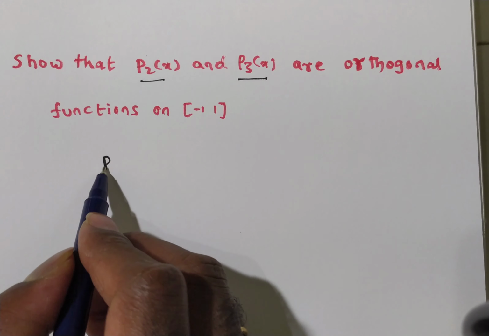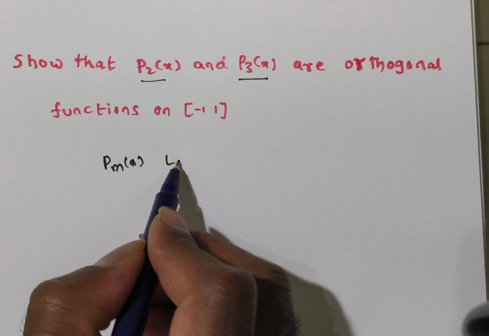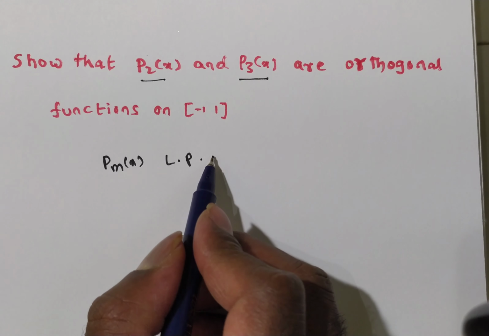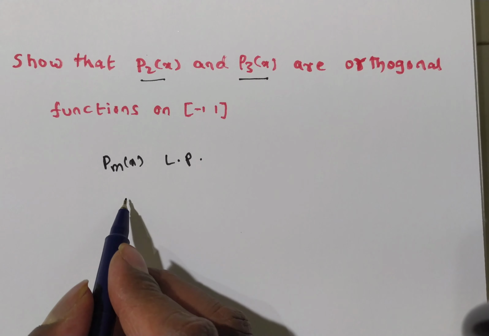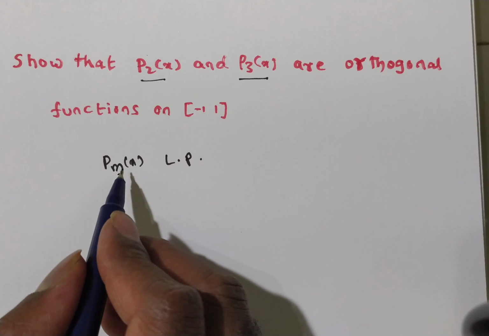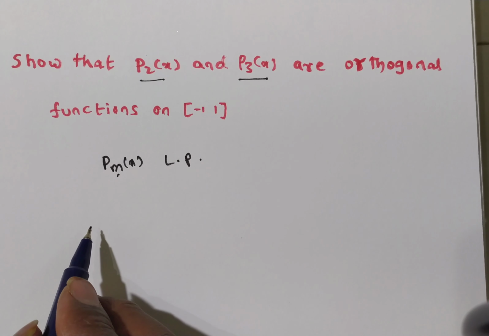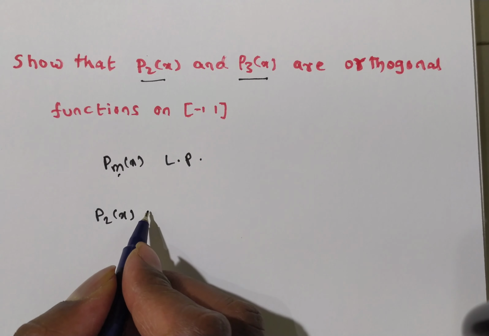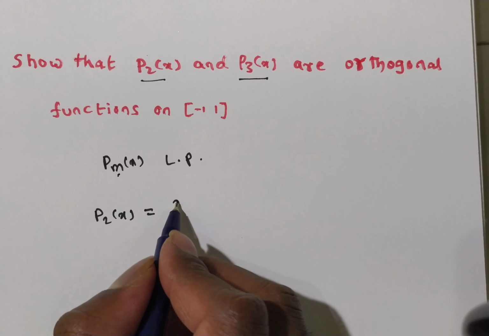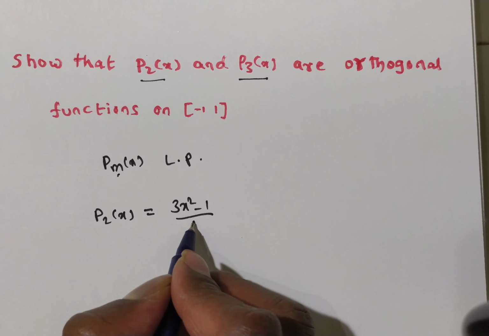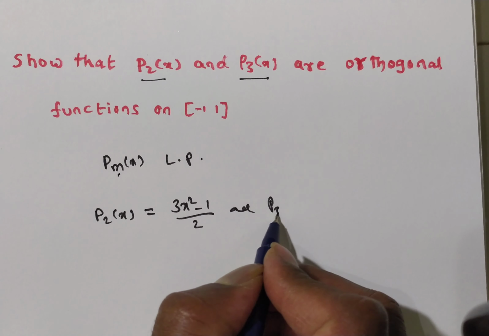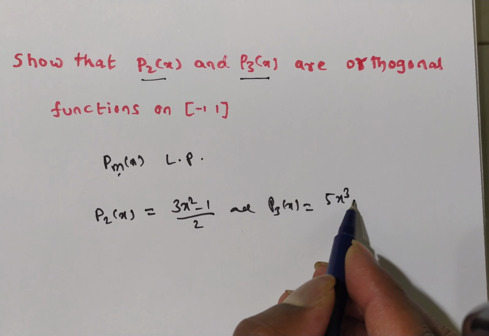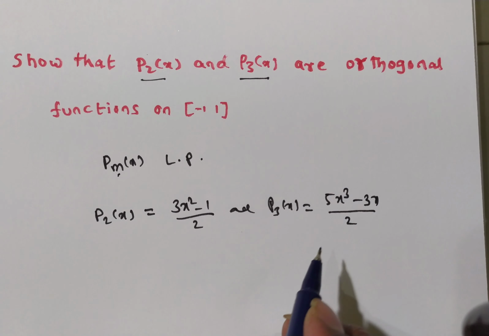We know that Pm of x is a Legendre polynomial. Now, if m is equal to 2, then P2 of x; m is equal to 3 is P3 of x. Yes or no? We have from the Legendre polynomials, P2 of x is equal to (3x square minus 1) by 2 and P3 of x is equal to (5x cube minus 3x) whole divided by 2.